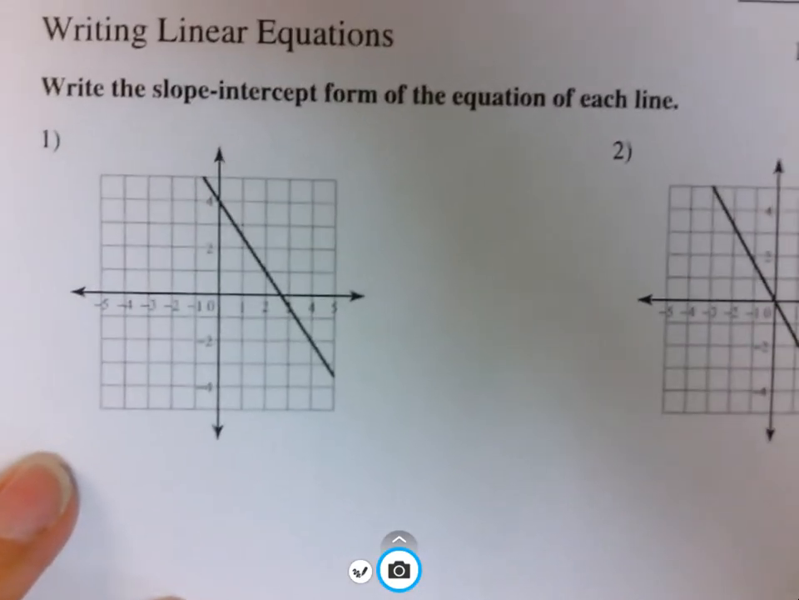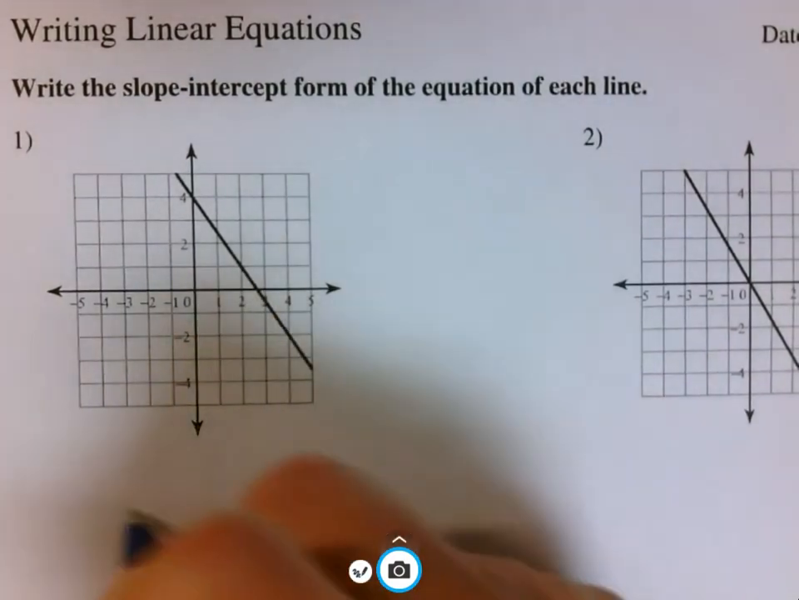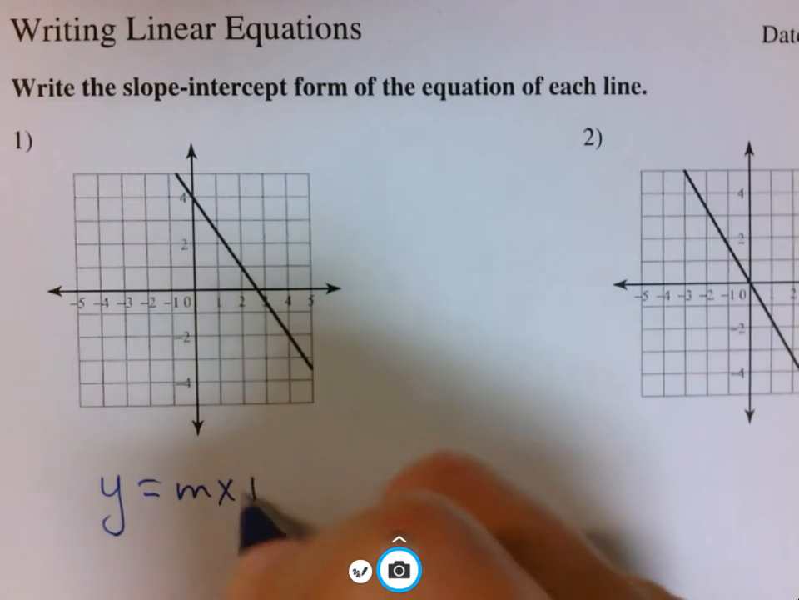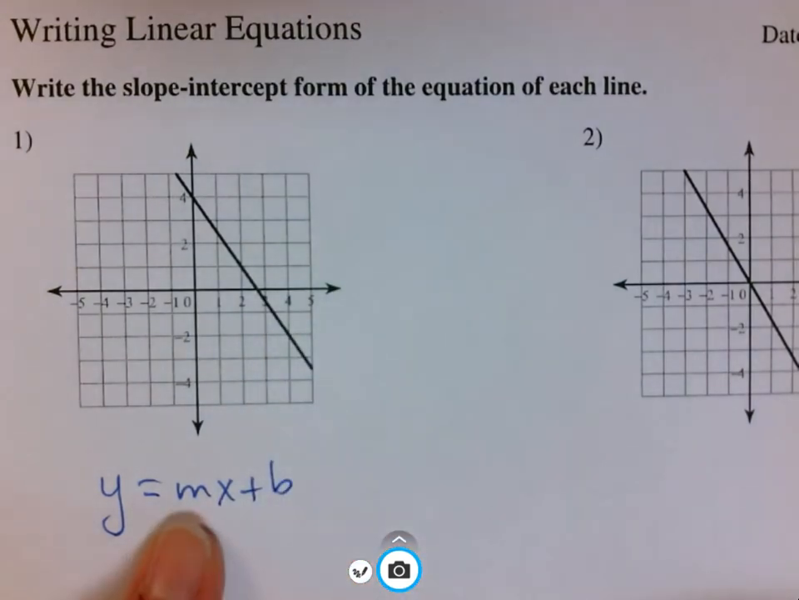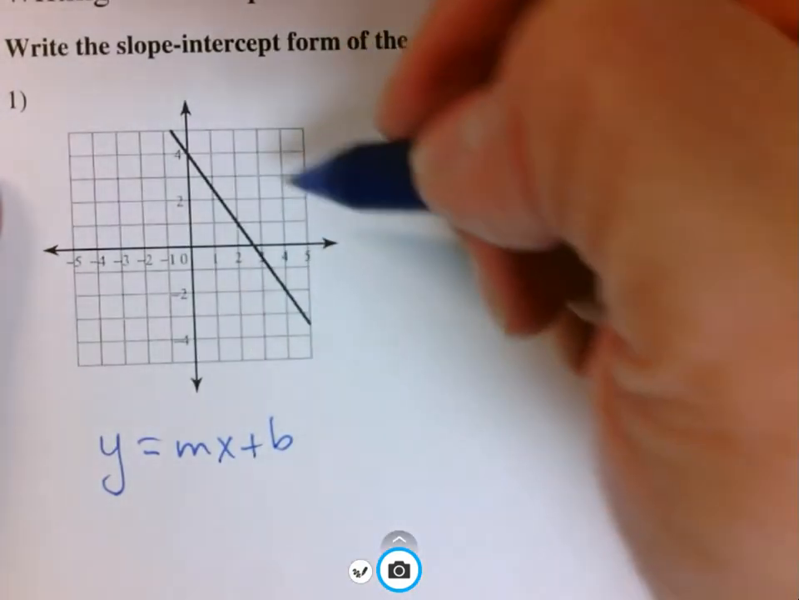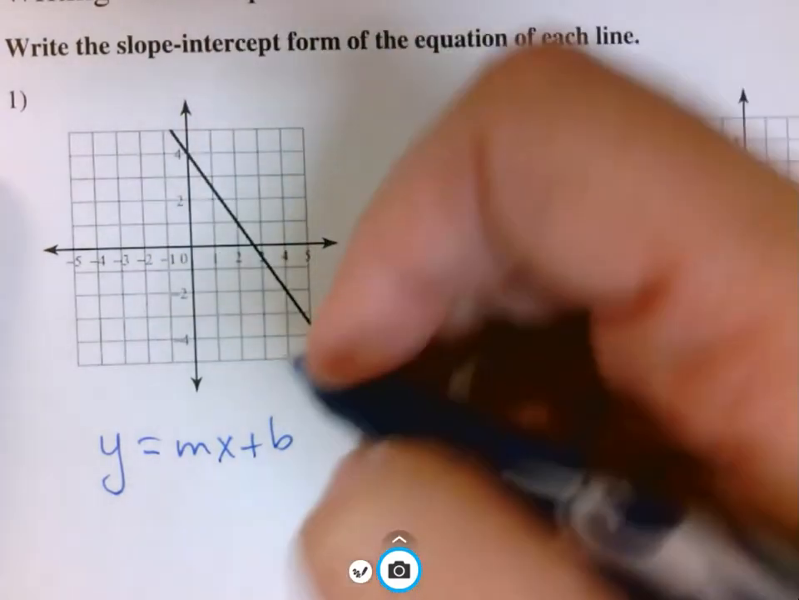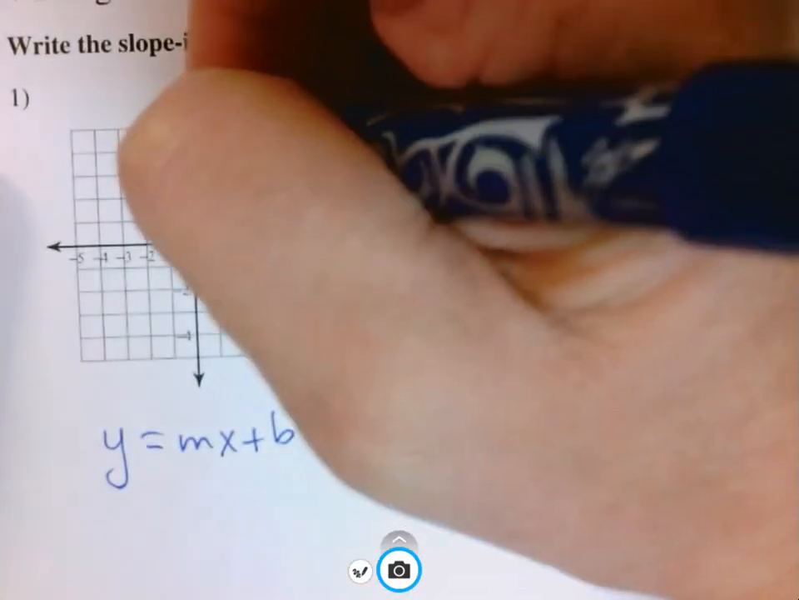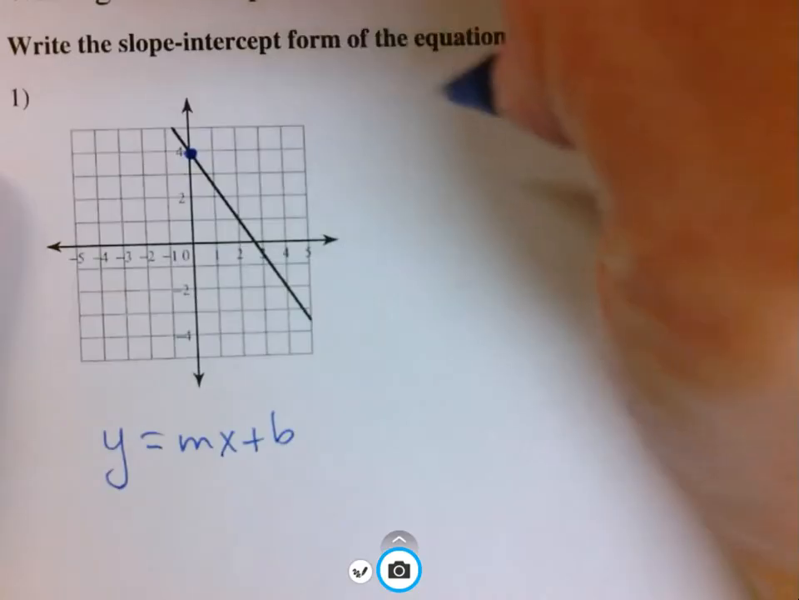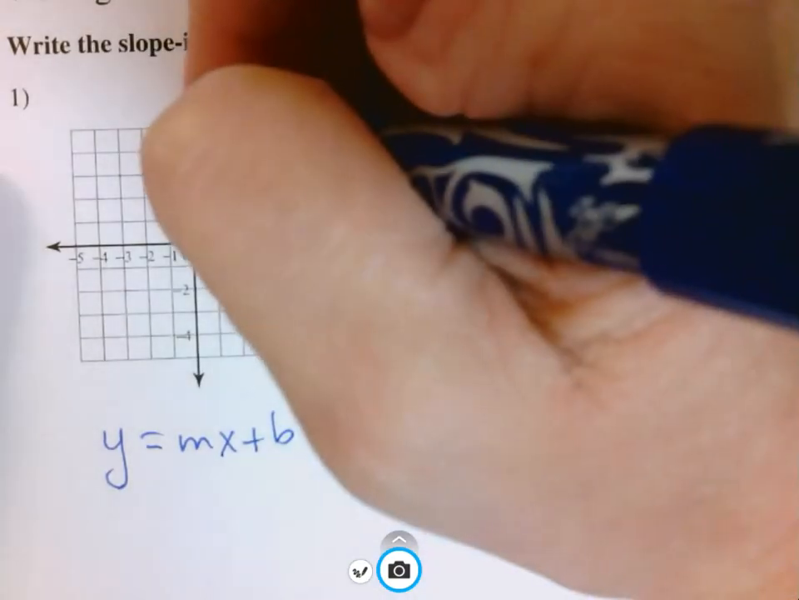Okay, so let me first take a graph. So I'm going to take this graph here, and let's write the slope y-intercept form of the equation of this graph. So we remember that it's y equals mx plus b. The m is the slope, the b is the y-intercept. Y-intercept is the easy one to find, usually. We'll find it where the line crosses the y-axis. So in this line, it crosses the y-axis right here at this point, and that's the point 0, 4, which is called the y-intercept of the line.